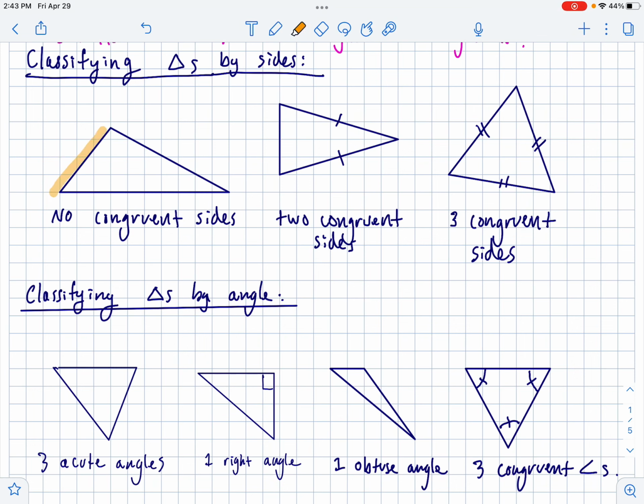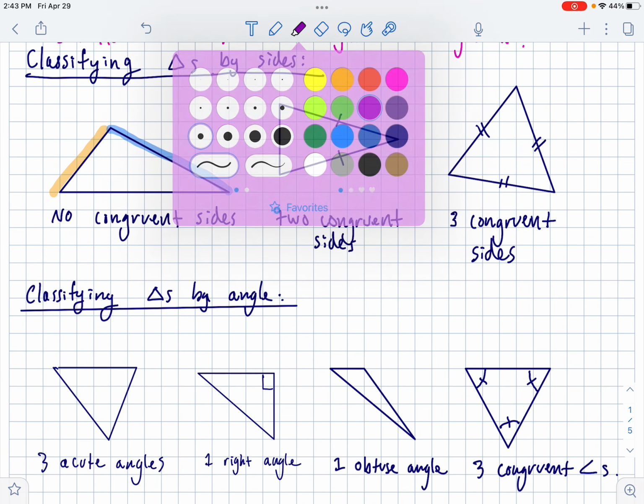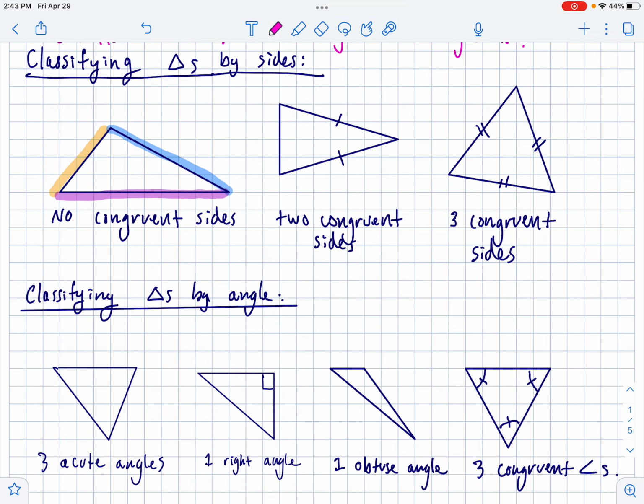So you guys, if you have a triangle that has three different side lengths, like none of them match up with each other, here, we'll use three different colors. Three different sides. This is called a scalene triangle. If you have two sides that are congruent in a triangle, here, two purple, and then the third one is different, that is called an isosceles triangle. And if you have a triangle where all three sides are the same, this is called an equilateral triangle.